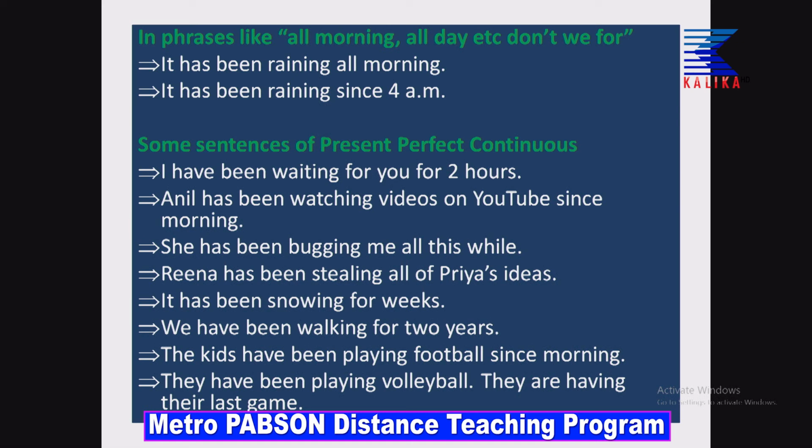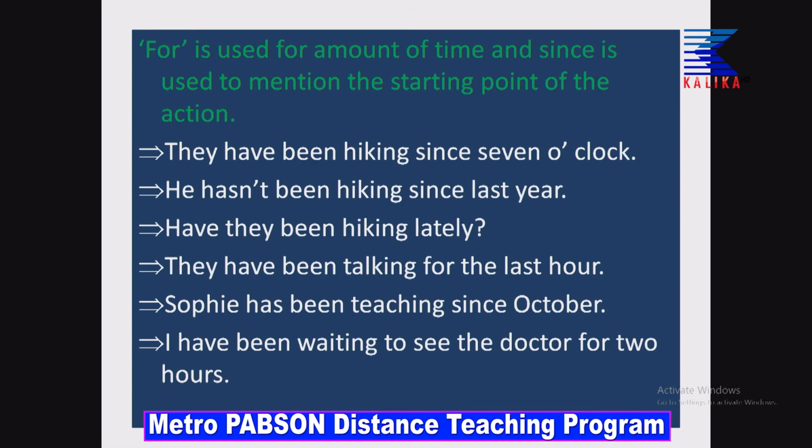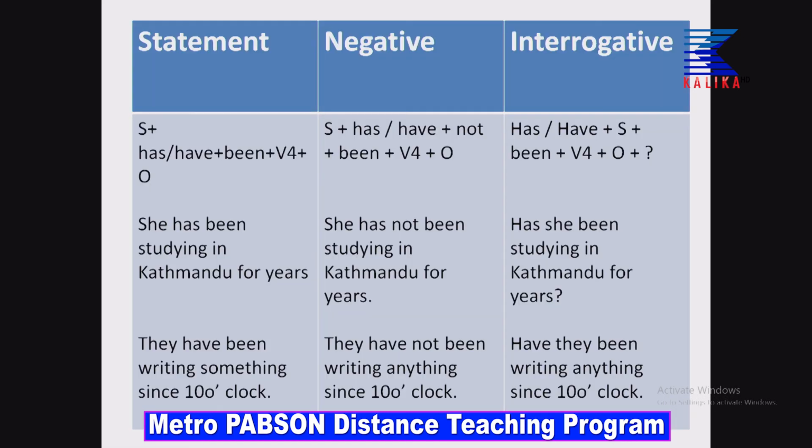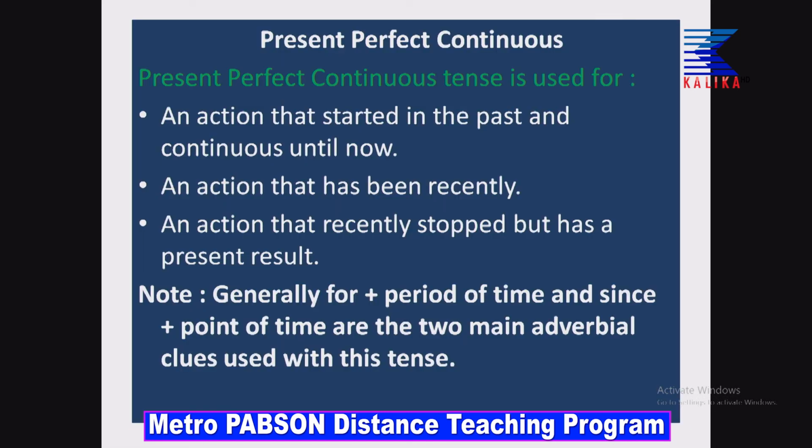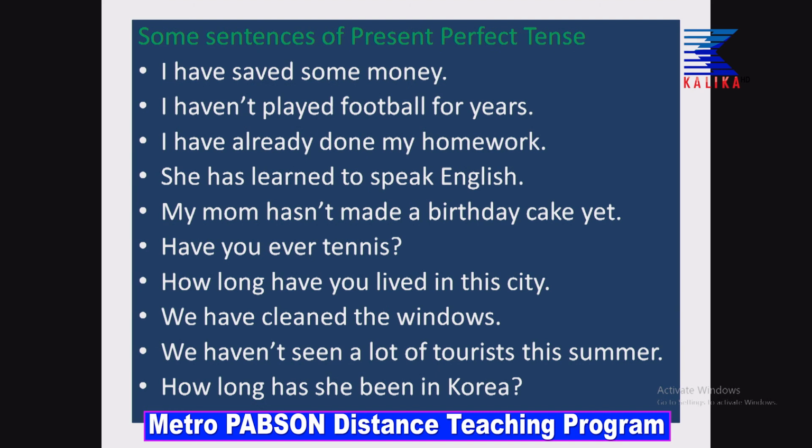Children, I want to tell you some more sentences of present perfect. I forgot to tell you all. Some sentences of present perfect tense, children. Before I forget, I want to say them again. Just look: I have saved some money. I is the subject, have and saved. Okay, I have saved some money.